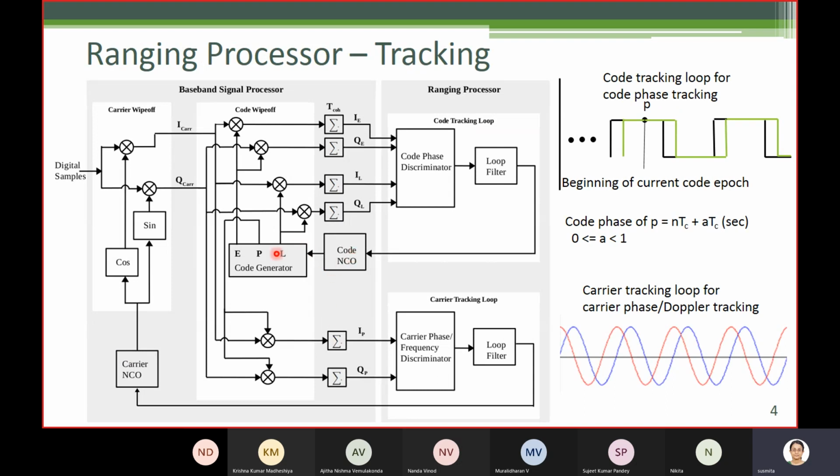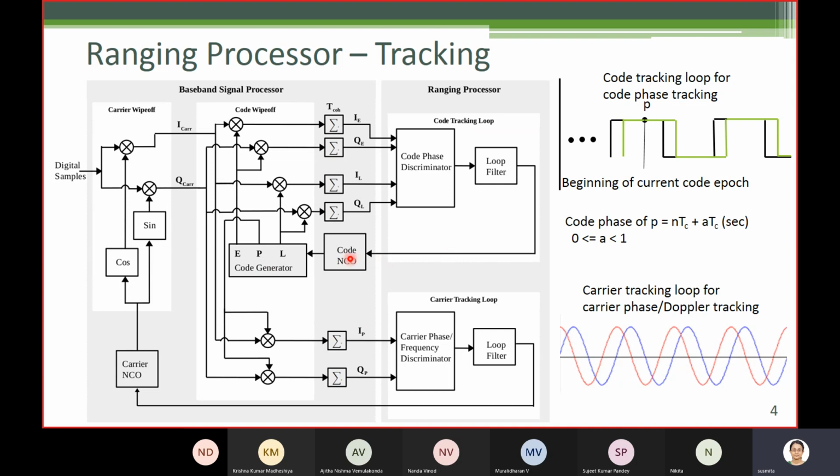This is where it lies in the loop. So if this is the current chip, the code generator will hold the current chip and output the value of the chip. Okay, and the code NCO will tell you a term here, the fraction of a chip. The fraction of a chip, which point in the current chip at present it is in. So that will be obtained from the code NCO. What is the current chip number? That will be kept in the code generator.